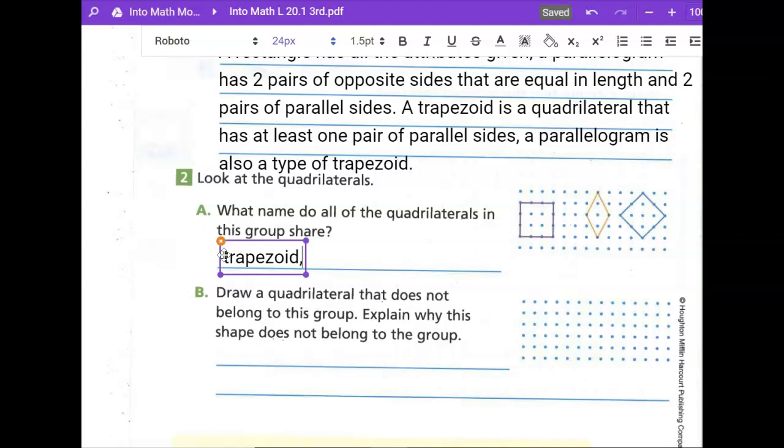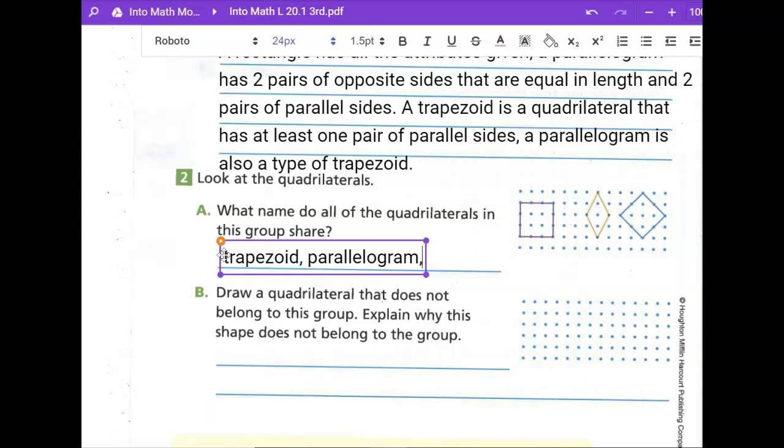Do they all have 4 sides? Yes. 4 angles? 2 pair of opposite sides of equal length? Yes. And 2 pair of parallel sides. So they can be a parallelogram. Can they be a rectangle? Let's see. 4 sides, 4 angles, 4 right angles. Can they be a square? Nope, because they don't have right angles, all of them.